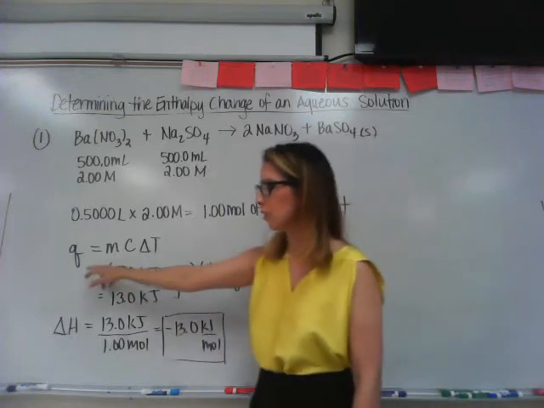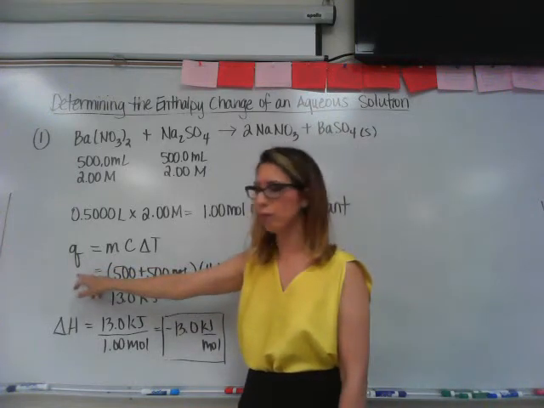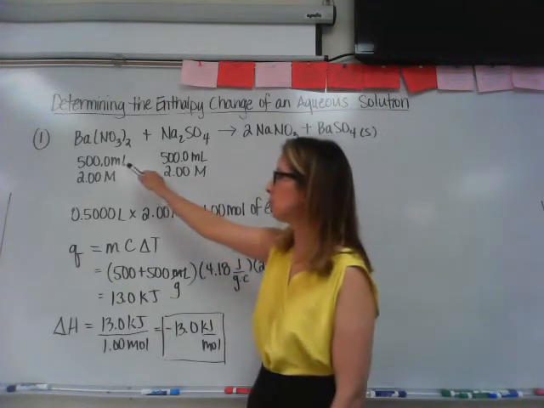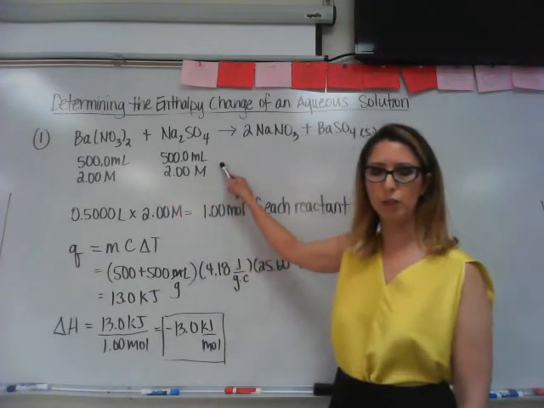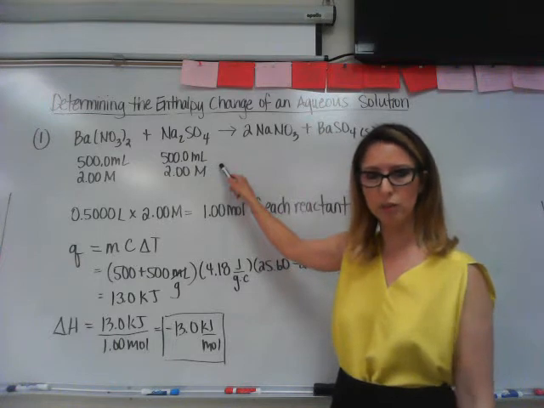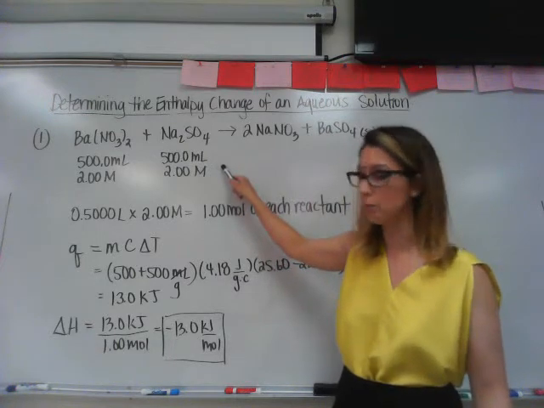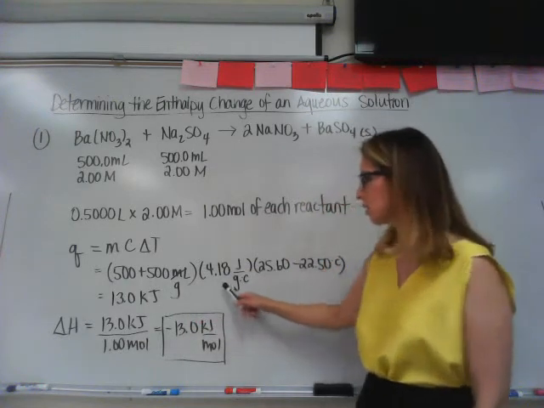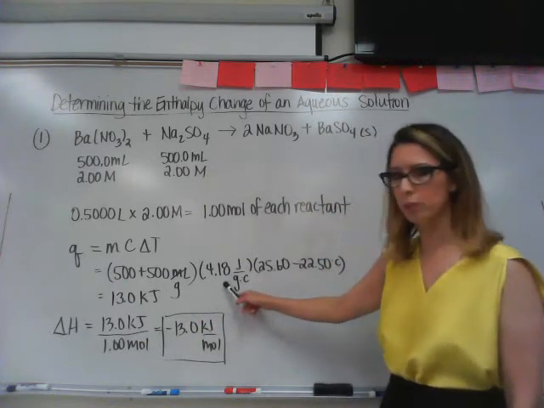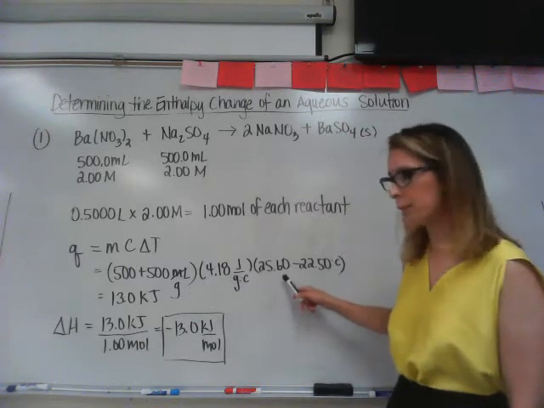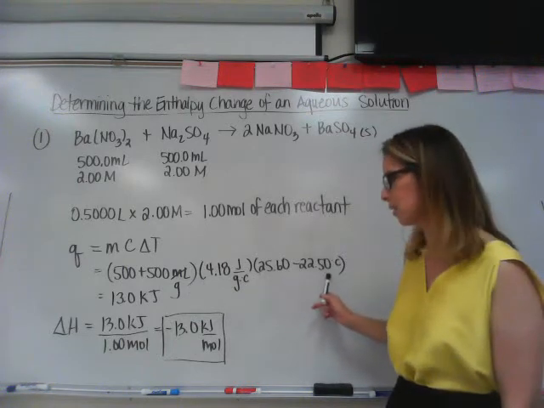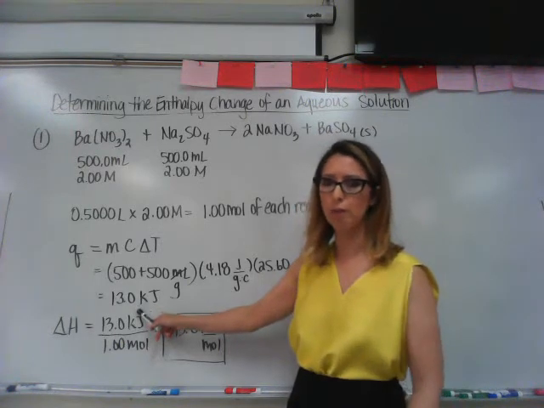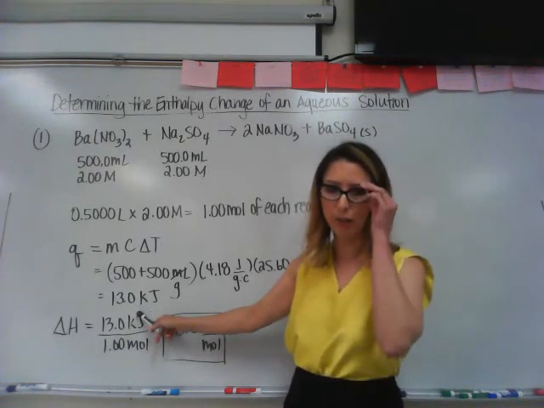So we're going to calculate heat, which is from Q equals mcΔT. You want to combine the milliliters of each reactant: 500 and 500 is 1,000 milliliters. A milliliter is the same thing as a gram, so that means we have 1,000 grams for our mass times the heat capacity of water, which is 4.18, and then your temperature difference, which is T final minus T initial. I ended up getting 13.0 kilojoules. I converted my joules to kilojoules once I got that.